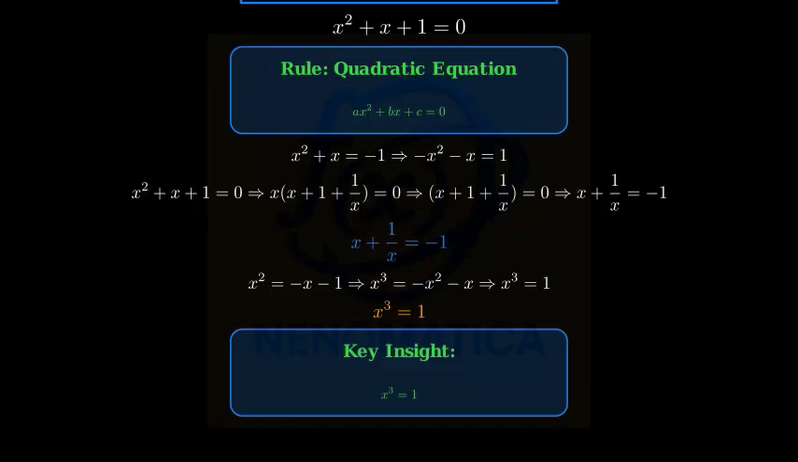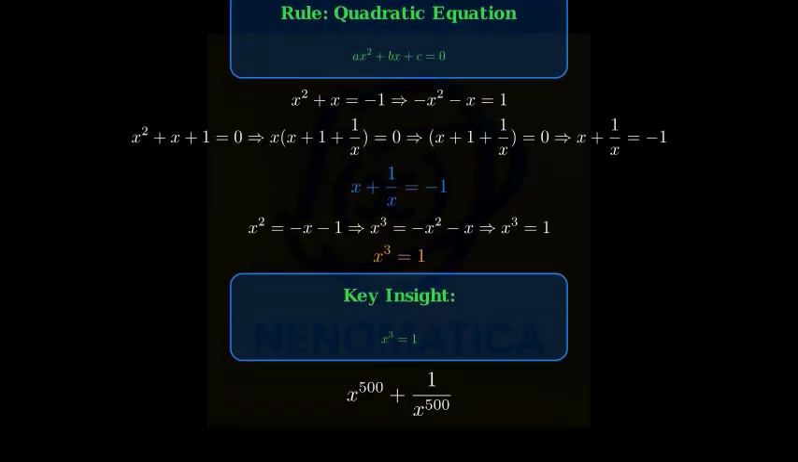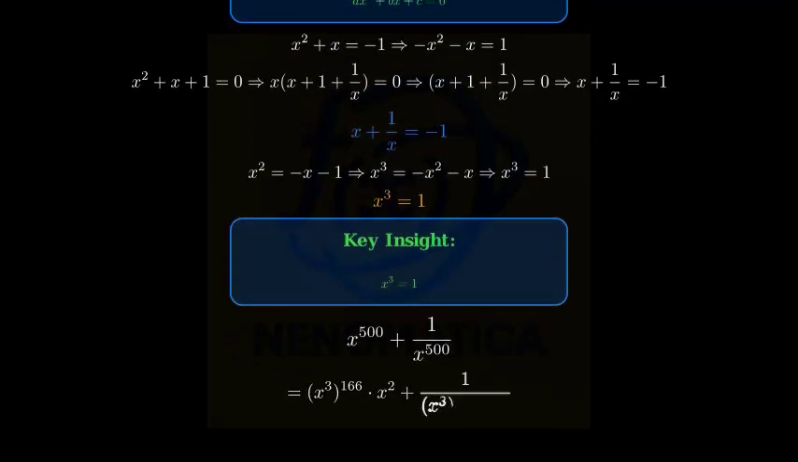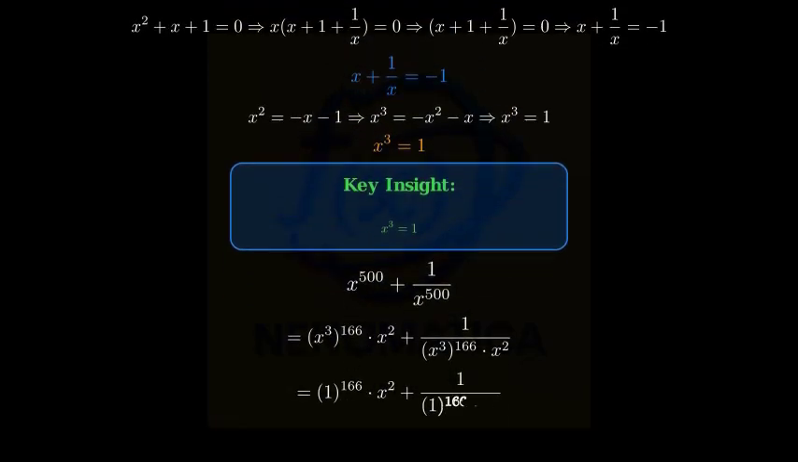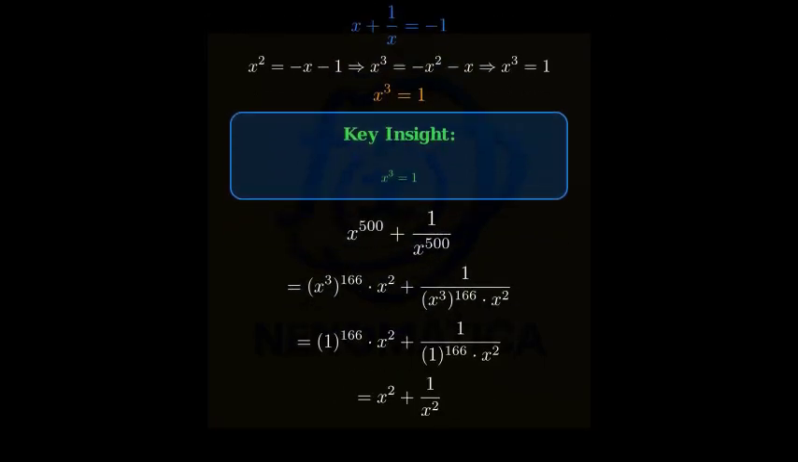Now, let's focus on our target expression, x to the power of 500 plus 1 over x to the power of 500. We can rewrite this in a more useful form. Since 500 equals 3 times 166 plus 2, we can rewrite x to the power of 500 as x to the power of 3 times 166 times x squared. But we know that x cubed equals 1, so x to the power of 3 times 166 equals 1 to the power of 166, which is just 1. This means x to the power of 500 simplifies to x squared.